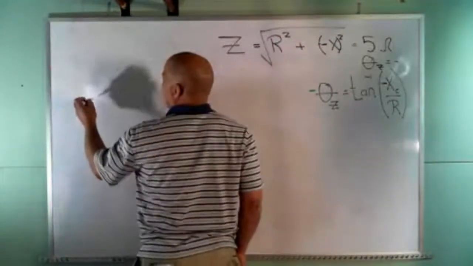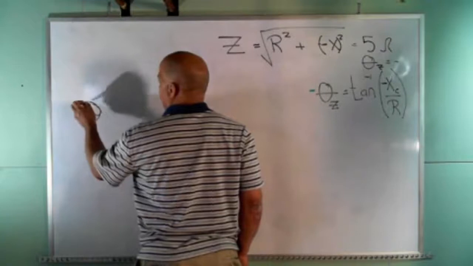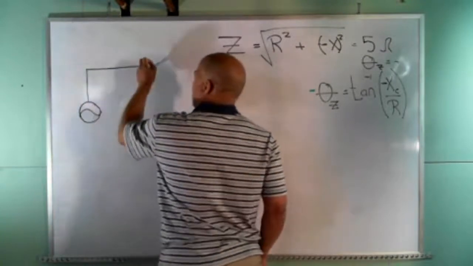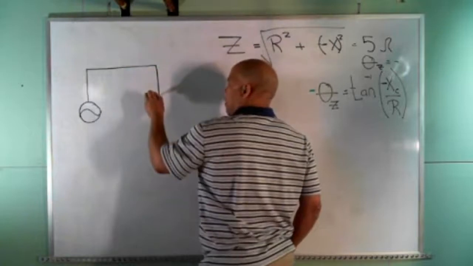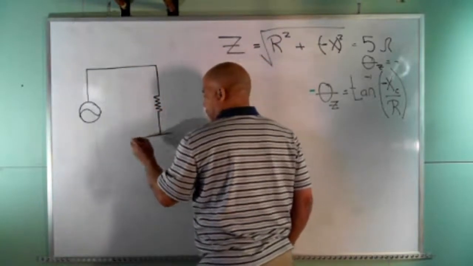But let me give you an AC circuit, a simple circuit. And we'll keep those same values that we had before. And we'll just go through a calculation. So we've got a simple series circuit.